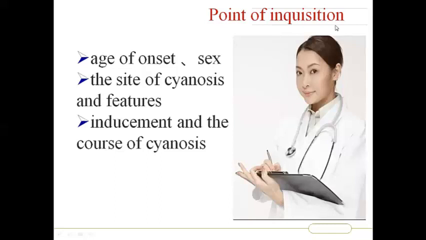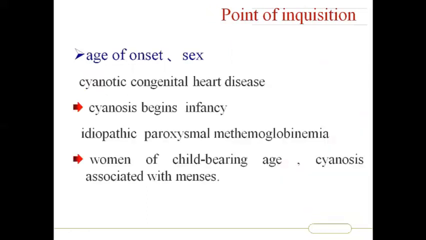Points of inquiry here: age of onset, sex, the site of cyanosis, its features, inducement, and the course of cyanosis. For example, you can ask the age of onset; if it is a really early age, maybe there is congenital heart disease. Site can tell you if it is central, peripheral, or mixed. Then inducement, for example cold or hot: which thing can reduce or increase the cyanosis, so that will quickly lead you to the diagnosis.